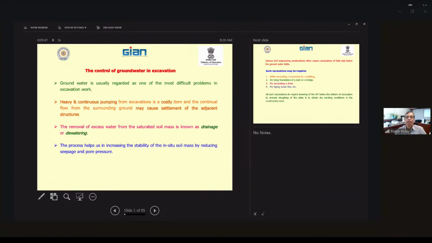So now the thing is, why do we need that, the groundwater. So how to control the groundwater at the excavation site. Groundwater is usually regarded as one of the most difficult problems in excavation work. And also to remove the water, we need heavy and continuous pumping, and that is expensive. Also when you drain out the water, sometimes the surrounding structure may subside or settle.